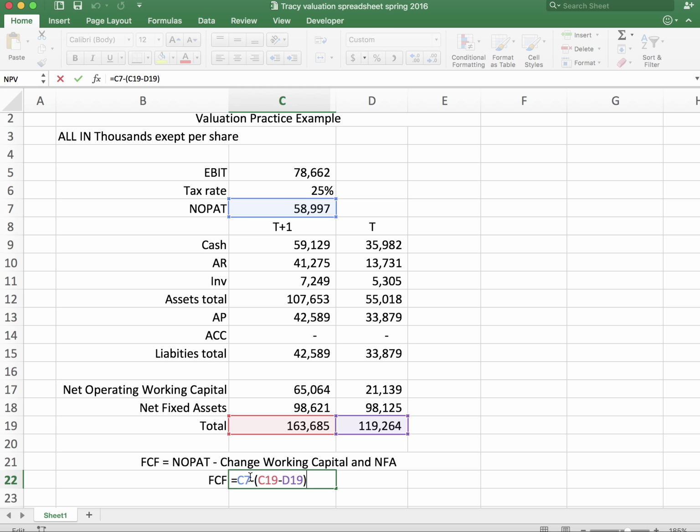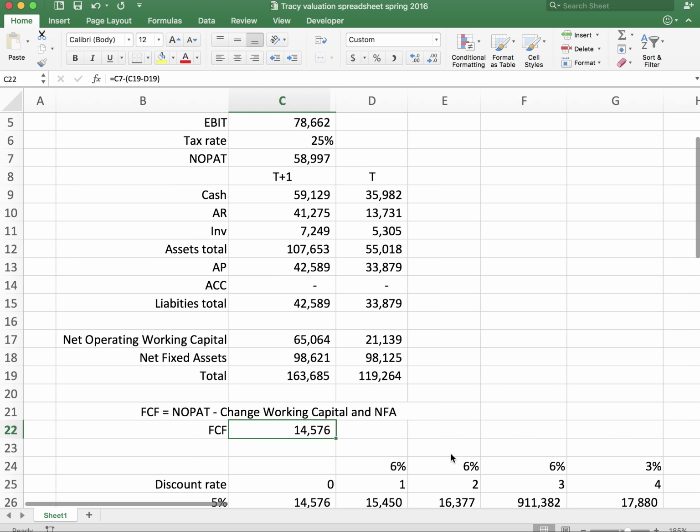So we use C7 minus C19 minus D19. Don't forget the parentheses, and we will find the free cash flow. Free cash flow here is the amount of money that we get to keep. Now, this is what shareholders like, because free cash flow is how we value our company.